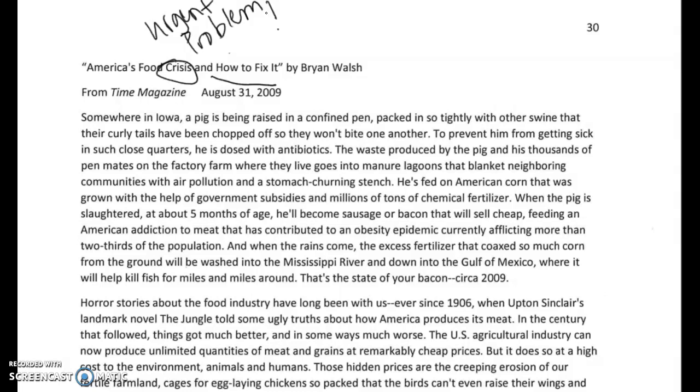So there's a lot going on in this paragraph. First, he says Iowa. As you know, that's in Middle America, and probably from watching the documentary, you understand that that's a place where a lot of these industrial farms exist. Okay? The pig is packed in so tightly with other swine. I'm getting the imagery there of the pigs, like the chapter in the documentary where they visited Tar Heel and the meatpacking plant, Smithfield. That's what I'm imagining in my head. And then some animal cruelty imagery here. Their curly tails have been chopped off so they won't bite one another.